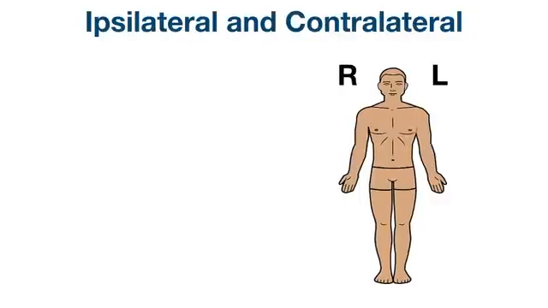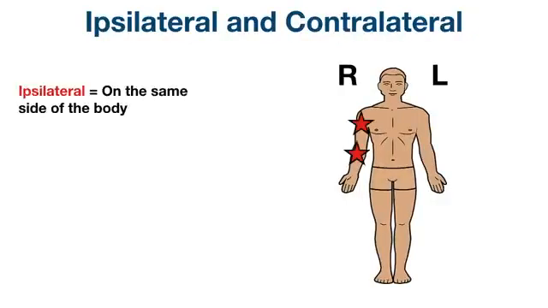Finally, we have ipsilateral and contralateral. Ipsilateral means on the same side of the body. For example, if a patient presents after a car accident with a laceration and an abrasion on their right arm as depicted by the two stars, then those injuries are ipsilateral to one another. We learned in the medical prefix video that ipsi means same, which will help you remember ipsilateral means the same side of the body.